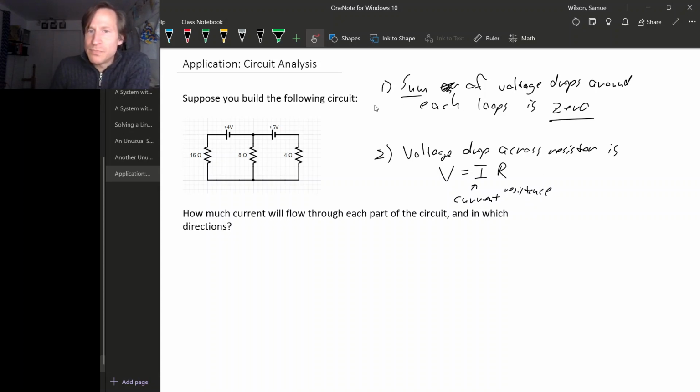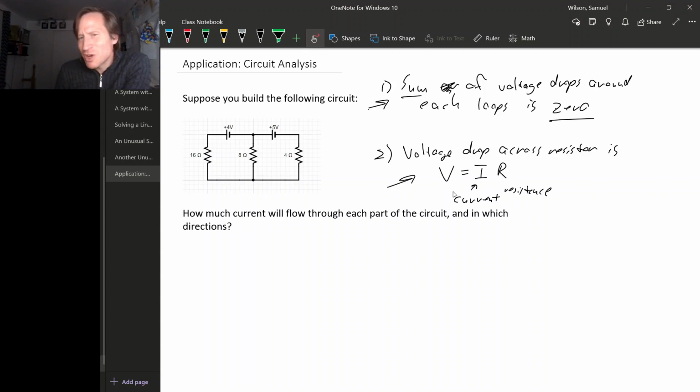So Kirchhoff's law, this first fact, is going to give us some equations, because it tells us if we add up the voltage drops as we go around loops, we can just set those equal to 0. But we need to know the voltage drop across each kind of component. In particular, we're going to need to know how to calculate voltage drops across resistors, and that's what this second thing tells us. This is called Ohm's law, by the way. So Ohm's law lets us write down the voltage drop across resistors.